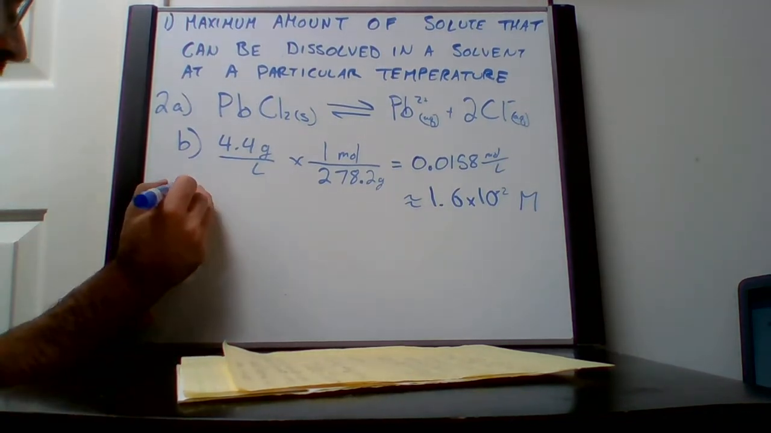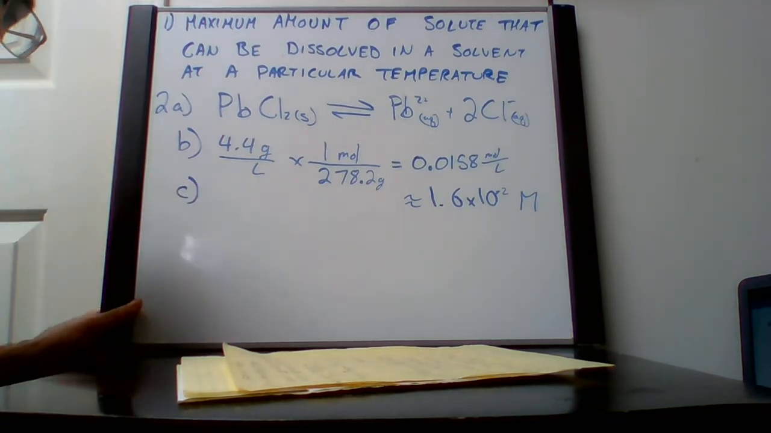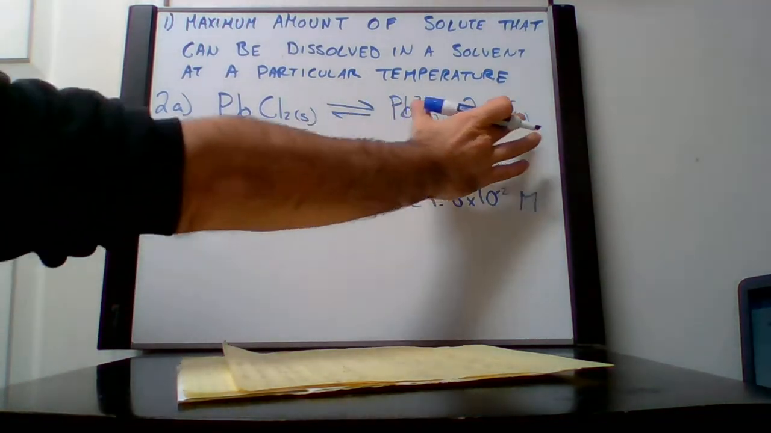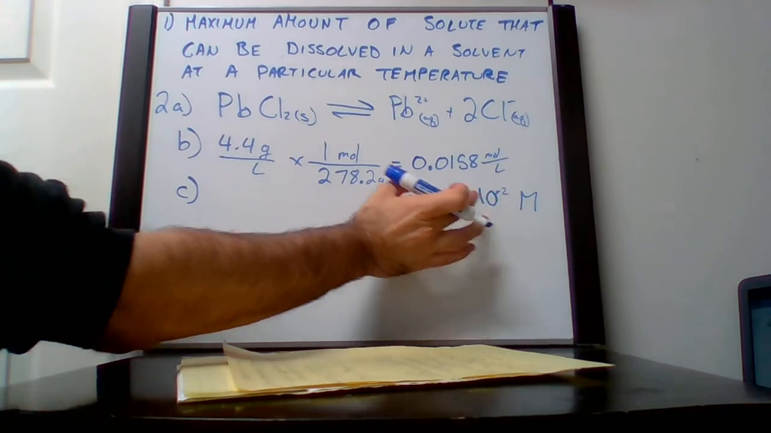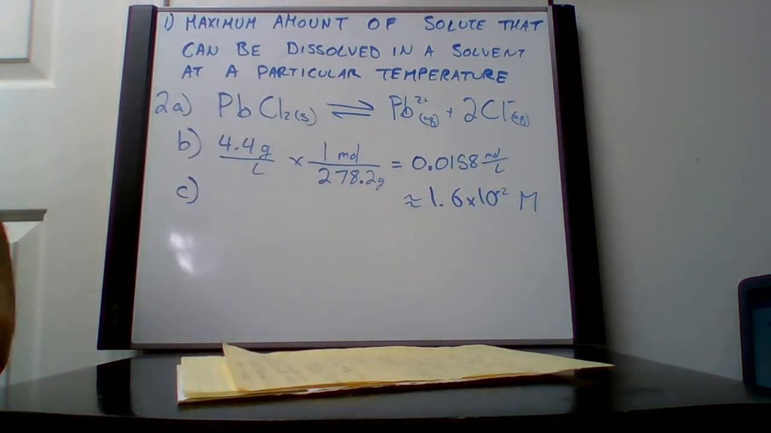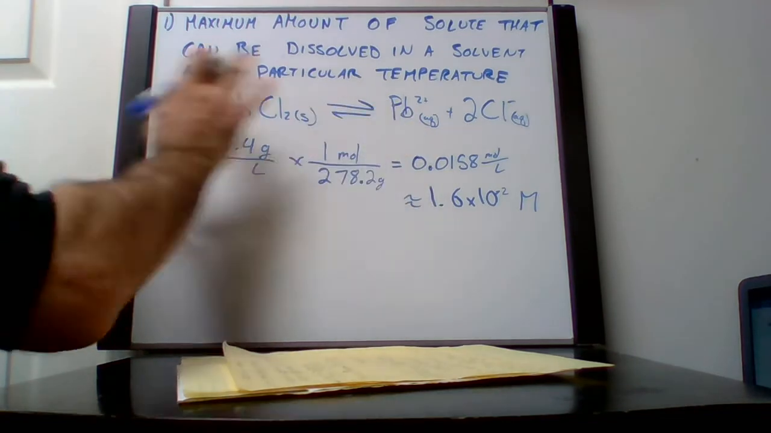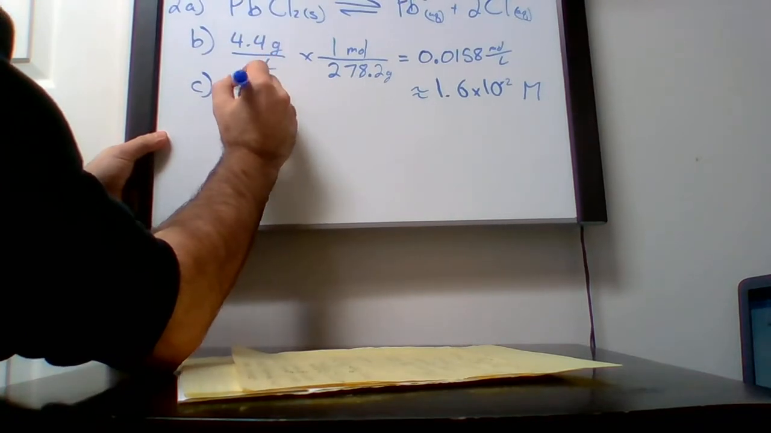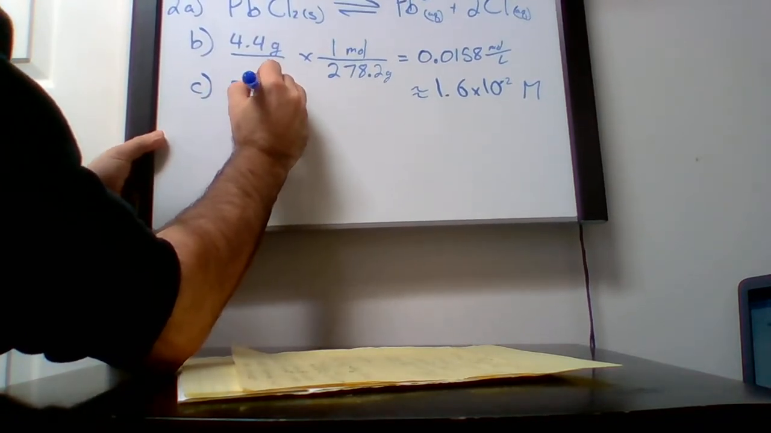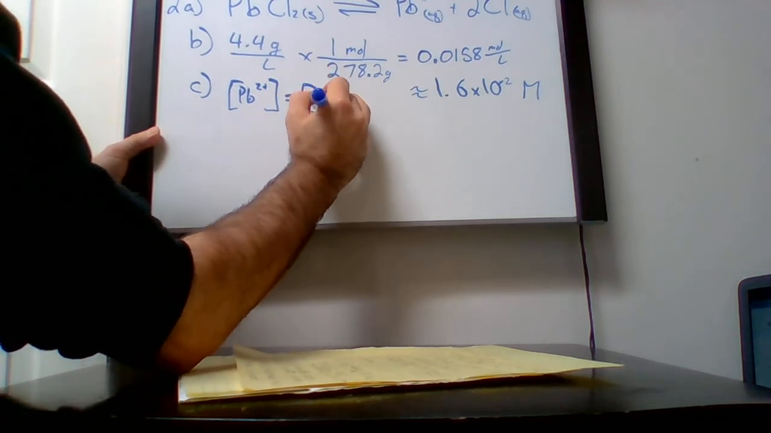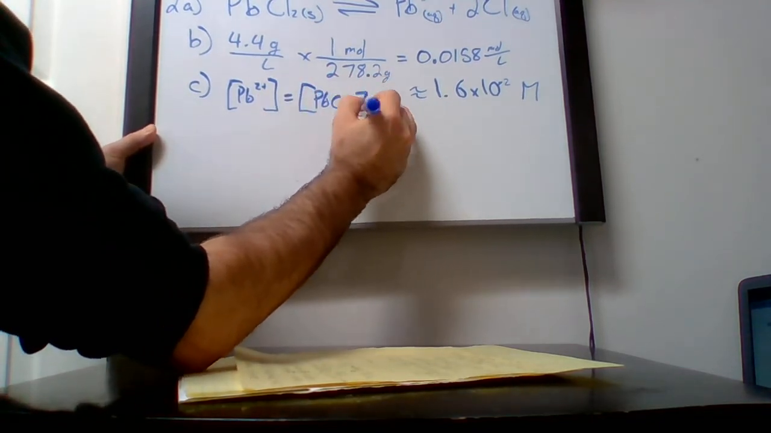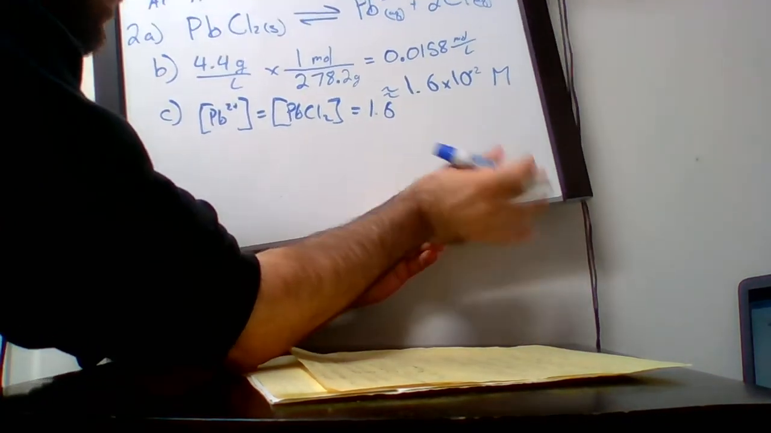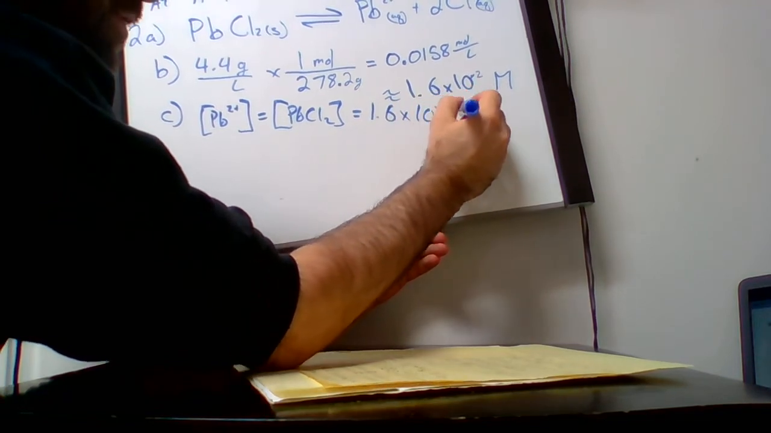And then part C. What are the different ion concentrations? Well, for that, we look up to here and see that this was our solubility for the PbCl2. We've got a 1-to-1 ratio with our lead. So we have our Pb2+ equals that concentration of the PbCl2, which equals 1.6 times 10 to the negative 2 molar.